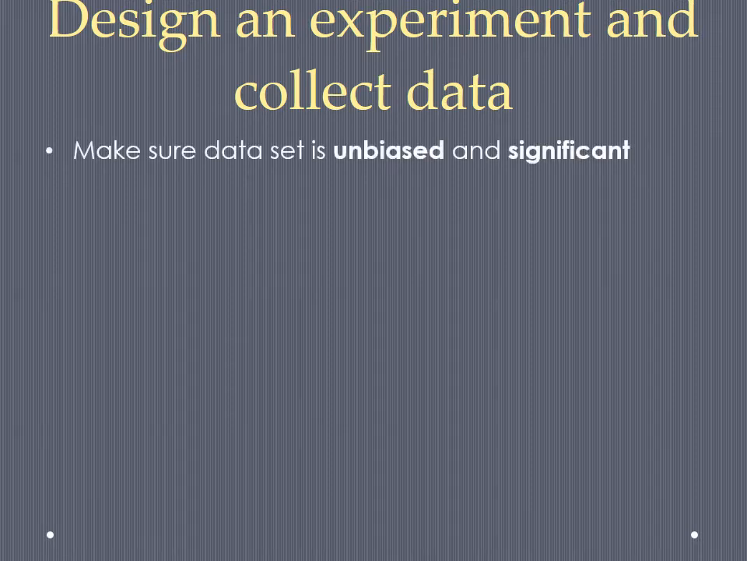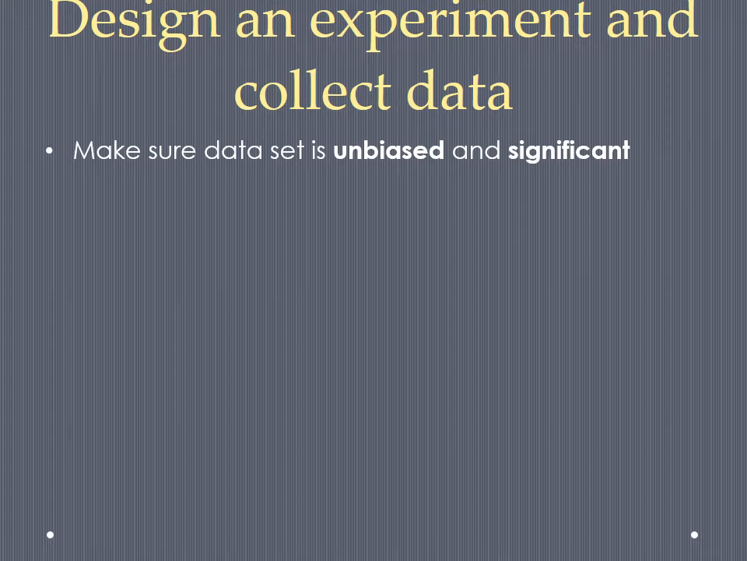The first step is to design an experiment to find a possible solution to that question that you have and to collect data from this experiment. In any type of experiment, make sure that the data set that you collect from your experiment is unbiased and significant. This means that you have gotten the data in a fair manner, not trying to make your data show one specific thing or another. Simply put, you're collecting data regardless of what the outcome of that data shows. You're simply just collecting data.